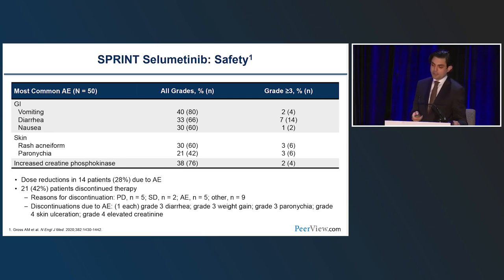Increased CK levels is very, very common, and as long as they're asymptomatic and not causing renal problems on lab analysis, we typically just monitor them. But if they become symptomatic or cause renal problems, then we start either dose reducing or holding the drug for a while.